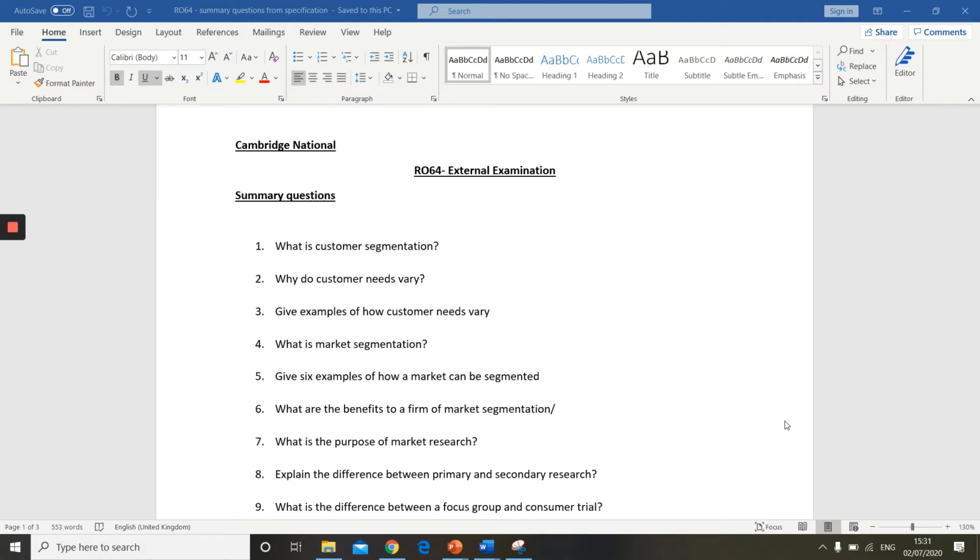Okay, question number 6. What are the benefits to a firm of market segmentation? Here you'll be writing a sentence or a couple of sentences explaining why a business would use market segmentation and how it can use splitting up the market for their particular advantage. Pause the video now and write down your answer.